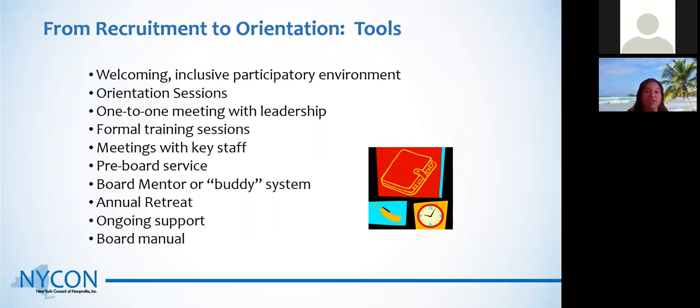Having an orientation session for all of the board members, creating that board team as part of that. Letting the person have one-on-one meetings with board leadership and staff leadership. Having some ongoing training sessions about the organization, about what it means to be a board member. One thing that can be great is pre-board service.